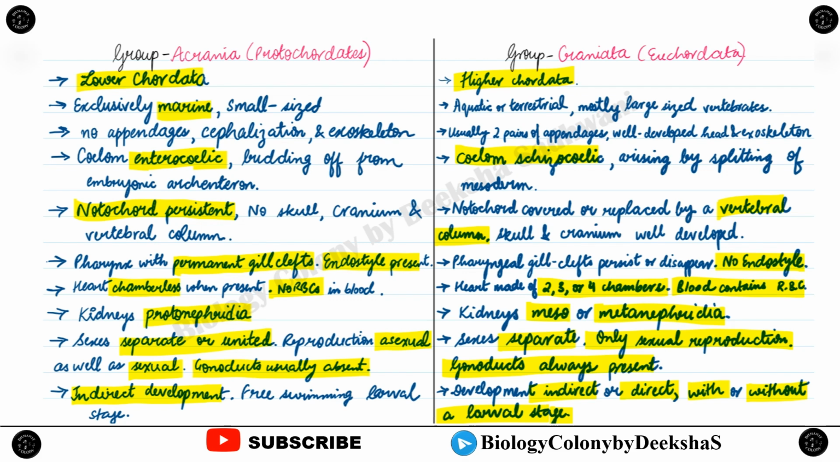Then sexes are separate or united in acrania while reproduction is asexual, as well as sexual while gonoducts are absent. Sexes are separate in craniata and only sexual reproduction occurs and gonoducts are always present. Indirect development, that is free swimming larval stage, is present in acrania or protochordates, while euchordates or craniata have indirect or direct development, that is with or without a larval stage.